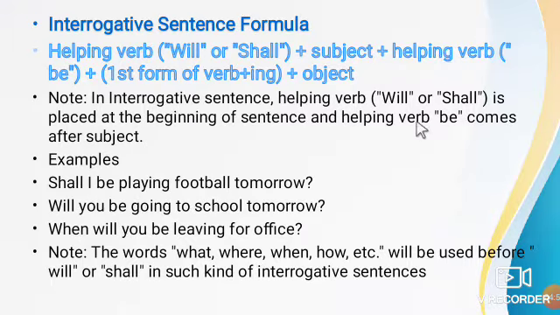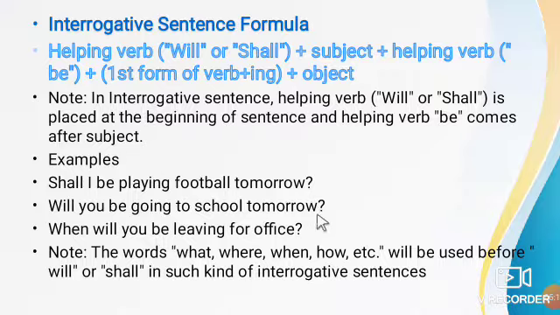In interrogative sentences, the helping verb will or shall is placed at the beginning of the sentence and the helping verb be comes after the subject. Look at this example. Shall I be playing football tomorrow? Shall is used as a helping verb at the beginning, then the subject I, then be. Playing, first form of verb plus ing, and then we have the object.